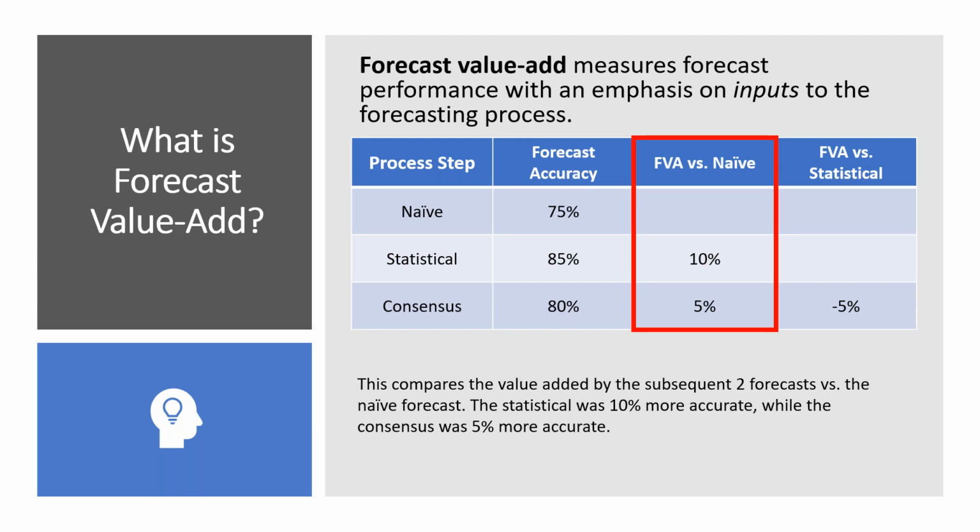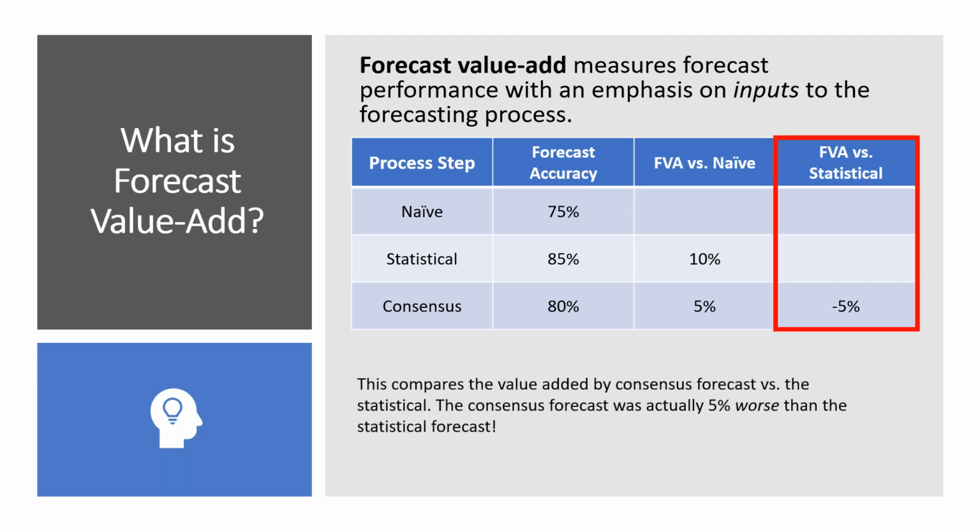Effectively, this column is comparing the forecasts with the ones preceding them. So this column compares the statistical and the consensus, respectively, to the naive forecast. And we see here that the statistical forecast is a 10% improvement over the naive, and the consensus is a 5% improvement over the naive. So both forecasts are an improvement over the simple naive forecast.